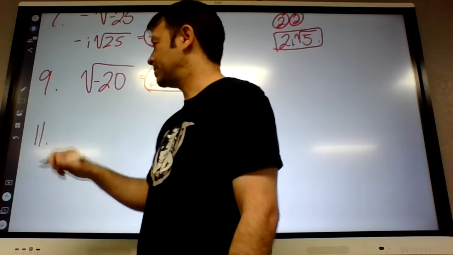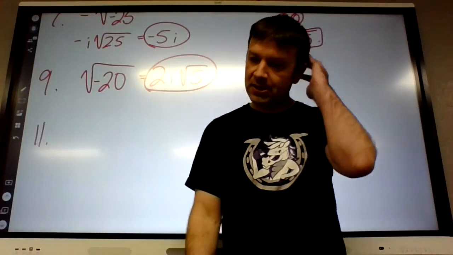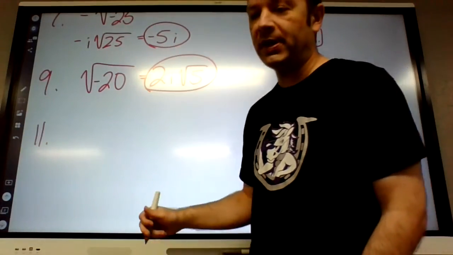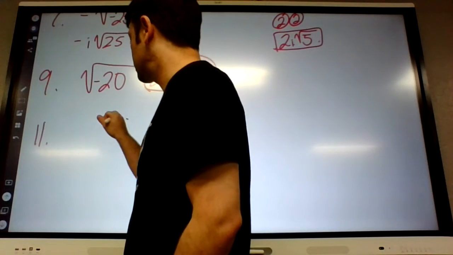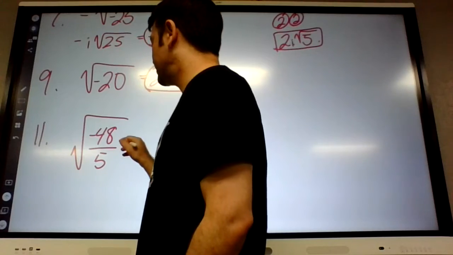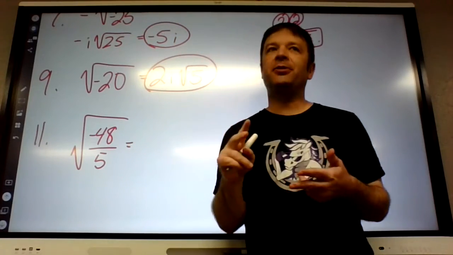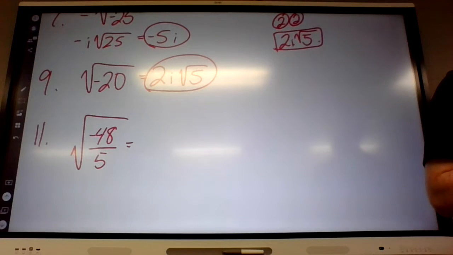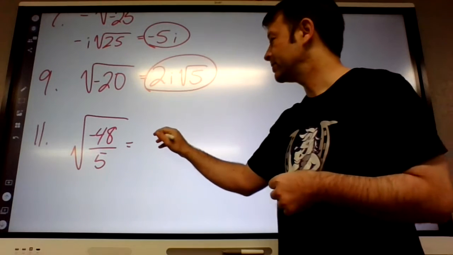Imaginary numbers. They do not exist in reality. Number 11, square root of negative 48 over 5. Okay, this has a lot of things going on with it. What's one thing we need to fix with it? I. Take the I out.